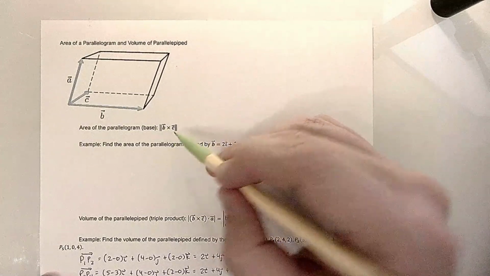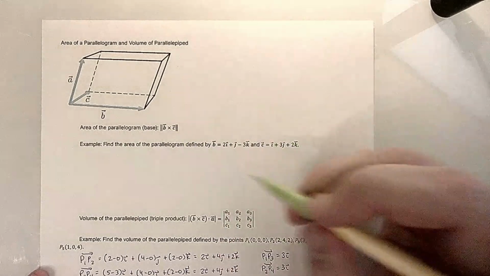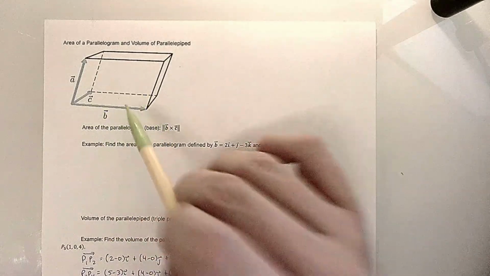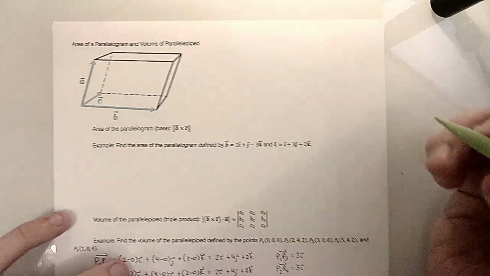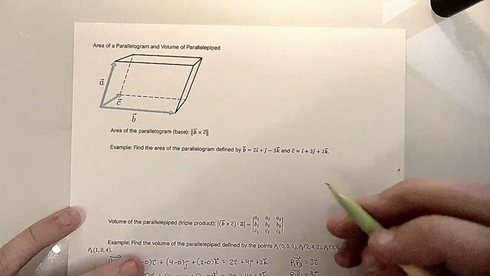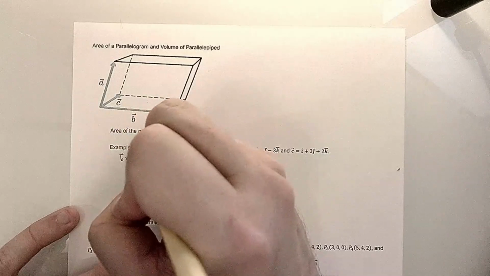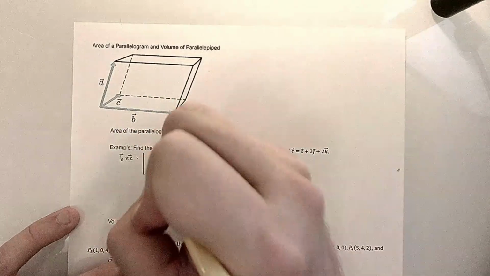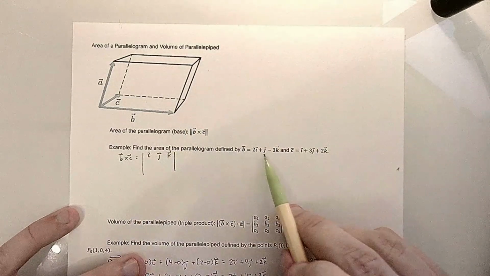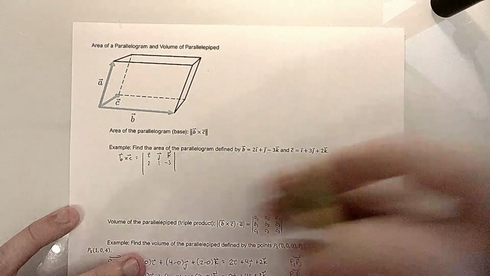This is the magnitude of b cross c. So let's take b cross c being the base face of that parallelogram, or parallelepiped. That's our parallelogram that we're looking at. So b cross c. Now, we need to find the cross product, of course. So b cross c is equal to, and of course we've got to set up our matrix. And we have 2, 1, negative 3, and 1, 3, 2. Okay.